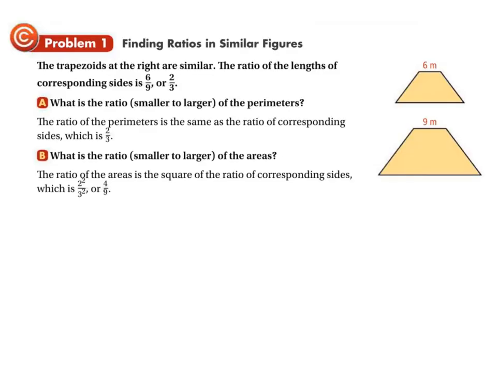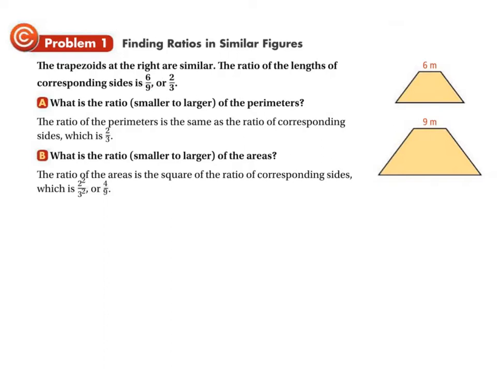Okay, let's apply this. So finding the ratio in similar figures. These are similar, and the scale factor is the side length of 6 over the side length of 9, which simplifies to 2/3. So they have a scale factor of 2 to 3. Okay, what is the ratio, smaller to larger, 2 to 3, of the perimeters? Well, remember, perimeter is just the same scale factor because it's in one dimension, so we raise each one of those to the first power.